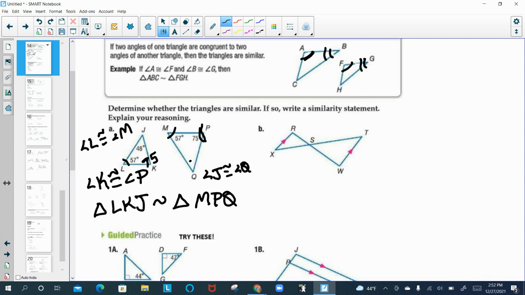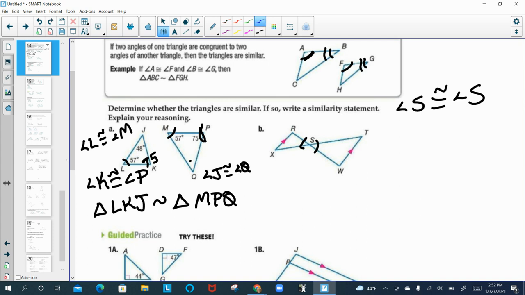Now, letter B, I will show you. It's a little strange. Most kids look at it and say, well, we have no numbers, so there's no way that these triangles can be similar. Other students will look and say, yes, but wait, we have vertical angles, angle RSX and WST, however you want to name those. They're vertical. Isn't that one pair of angles, though? I mean, if we had another pair of angles, these could be similar.